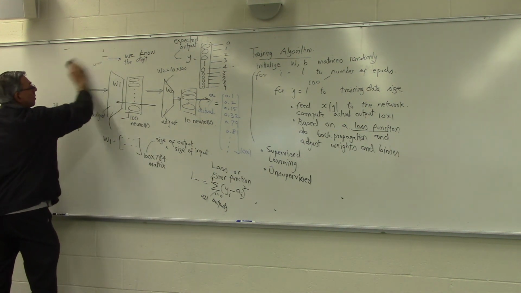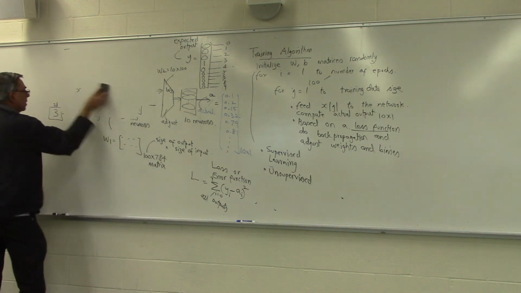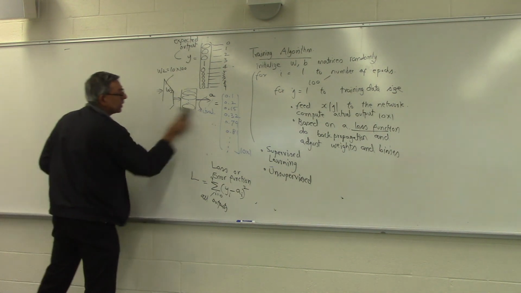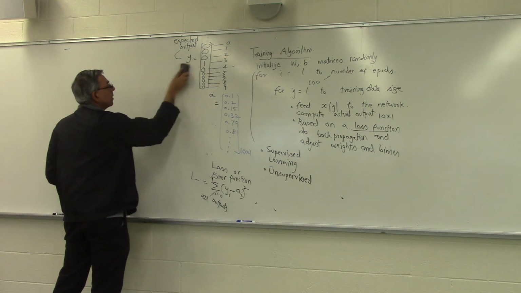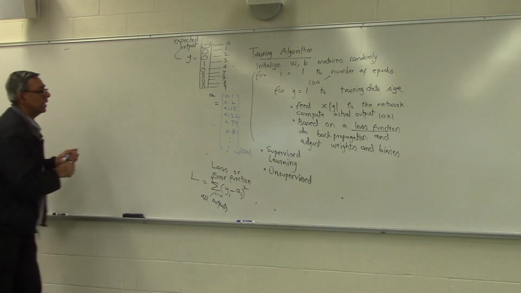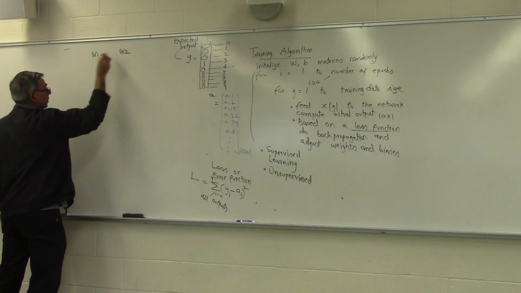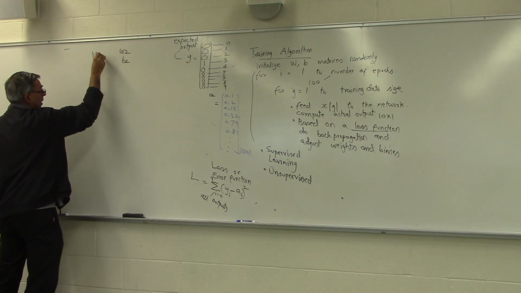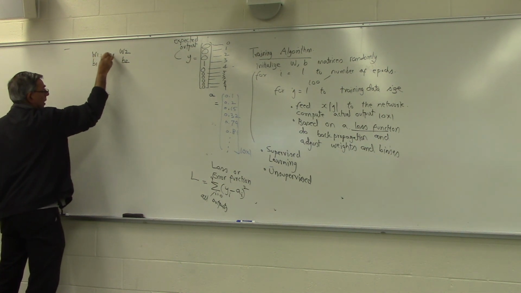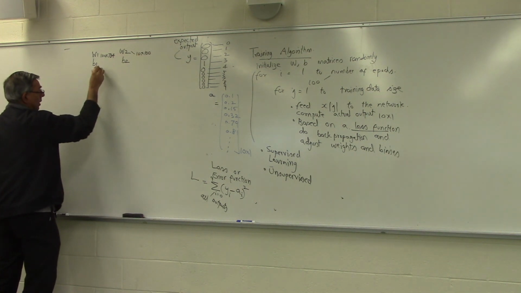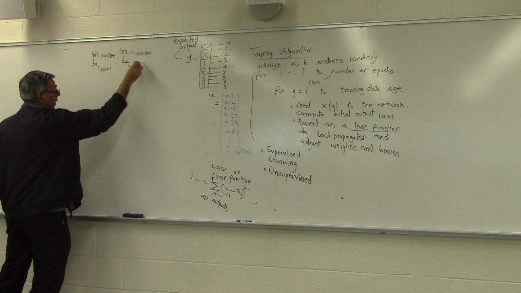Our typical code for adjusting the weights and biases looks like this. Remember we had the W1 matrix, W2 matrix, B1, B2. This was 100 by 784, correct? This was 10 by 100. This was 100 by 1. This was 10 by 1.